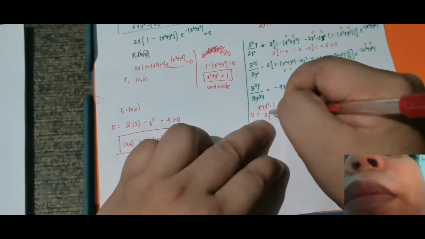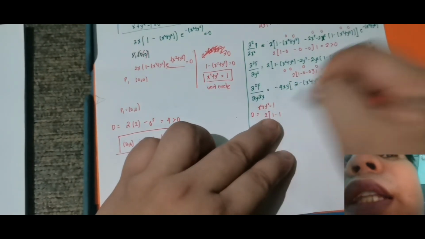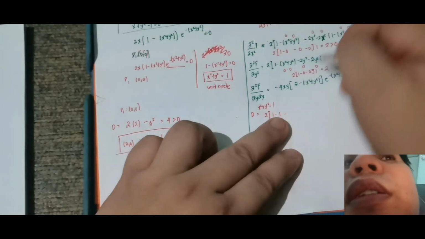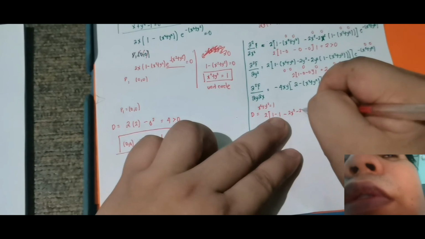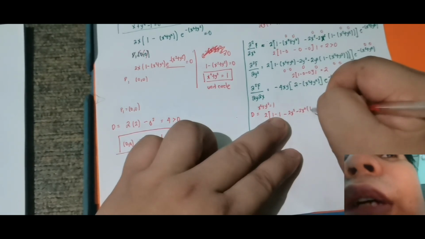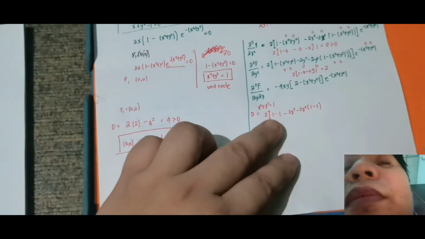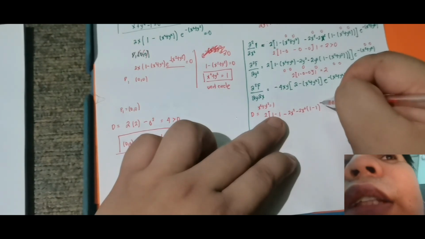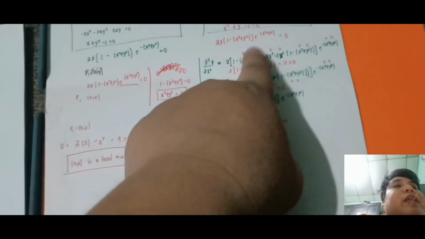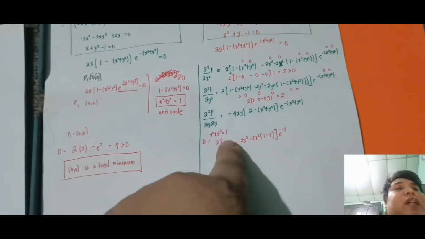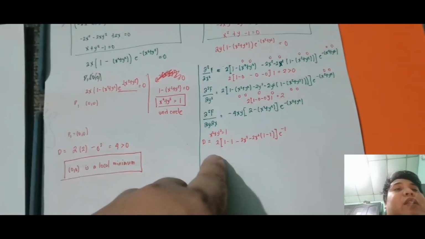So, this is 2 times 1 minus 1, minus 2x squared, then times 1 minus 1. Then ito ay e raised to negative 1 kasi x squared plus y squared yan. So again, ito yung para sa una. Sinasubstitute ko yung x squared plus y squared is equal to 1. Ito yung para sa una pa lang.